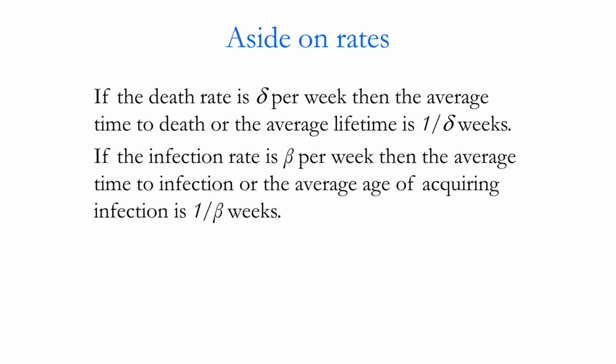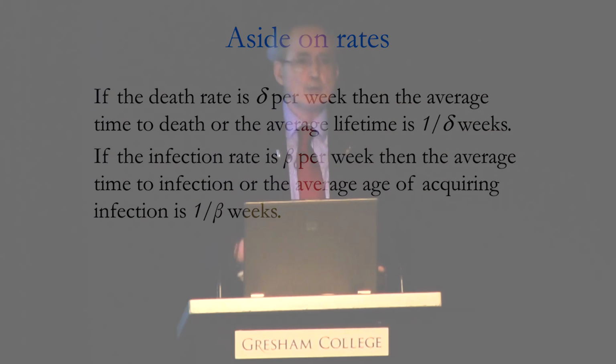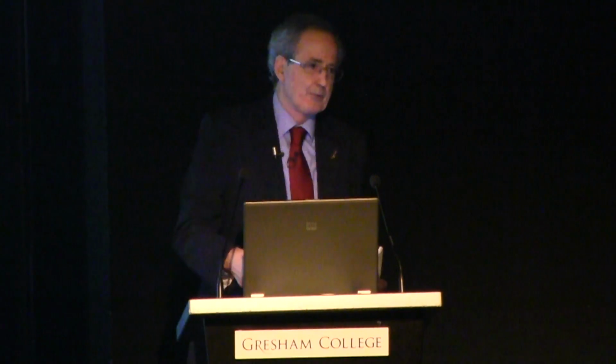Sort of another example is if you think of tossing a coin with a probability of getting a head as a half, then the average number of tosses till you get a head is going to be 2, 1 over a half. In the same way, if the infection rate is beta per week, then the average time to infection, which is the average age of acquiring infection, is 1 over beta weeks. So I don't want to digress to go into that. It makes certain probabilistic assumptions about things happening independently and so on. But it's a very useful approximation that if you have a death rate, then the average time you'll have to wait to see the thing occurring is 1 over the rate.